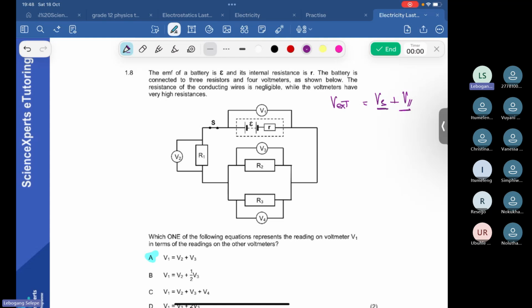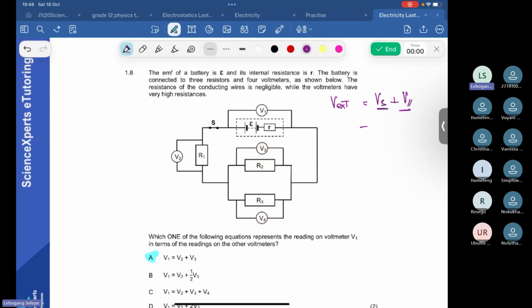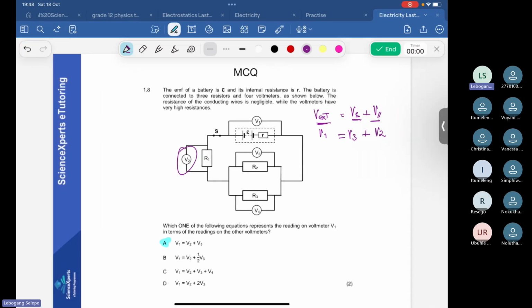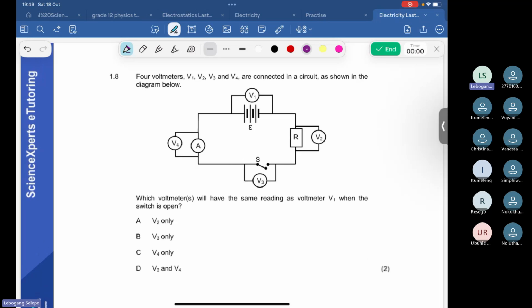So our external circuit is a combination circuit. As you can see, it has this series part and this parallel part. So our V in parallel is V3, or I can say V4. They are the same, they are equal. So it's going to be V3 plus V2, V of the series, which is V1, our external voltage. Yeah, that's correct. Then how about this one?